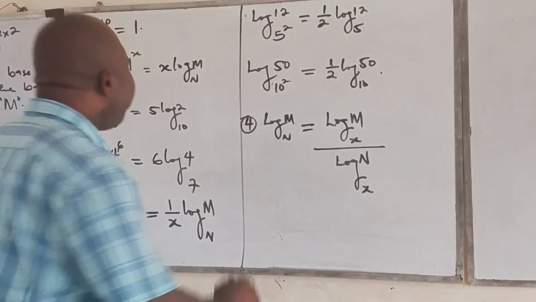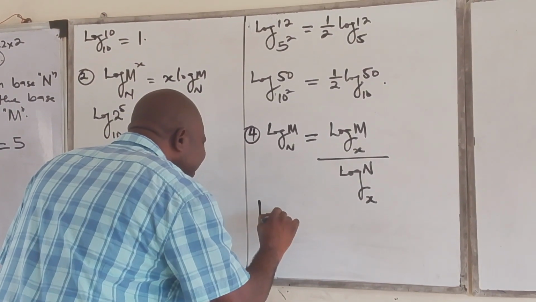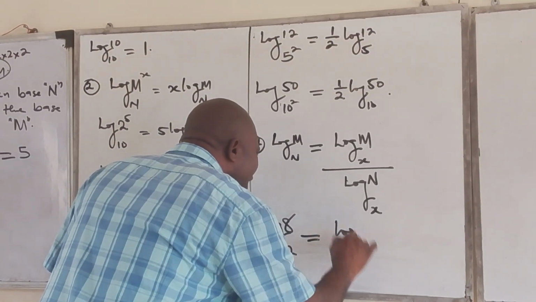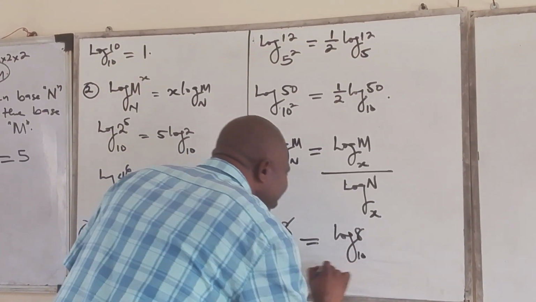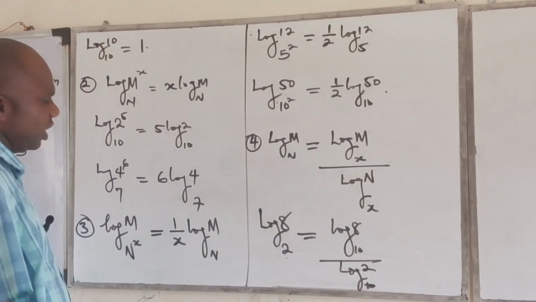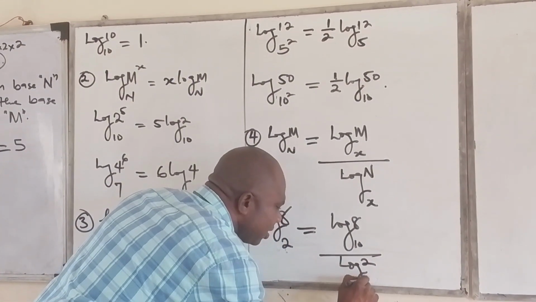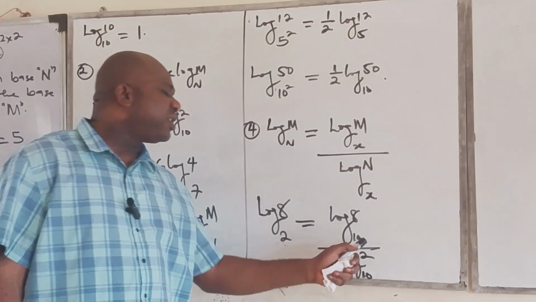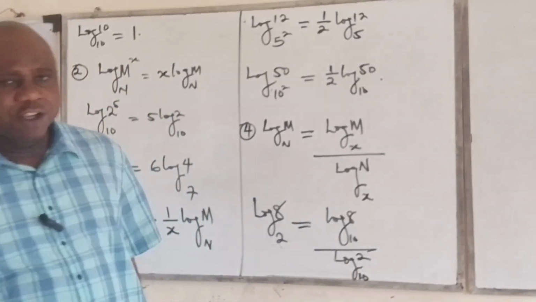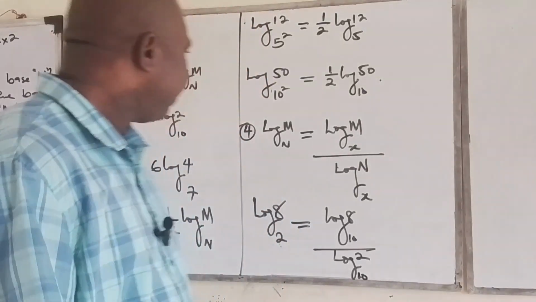So it means if I have log 8 base 2, I can change this to log 8 base 10 divided by log 2 base 10. You can also call it log 8 base 50 divided by log 2 base 50, to any base. It is called the change of base law.